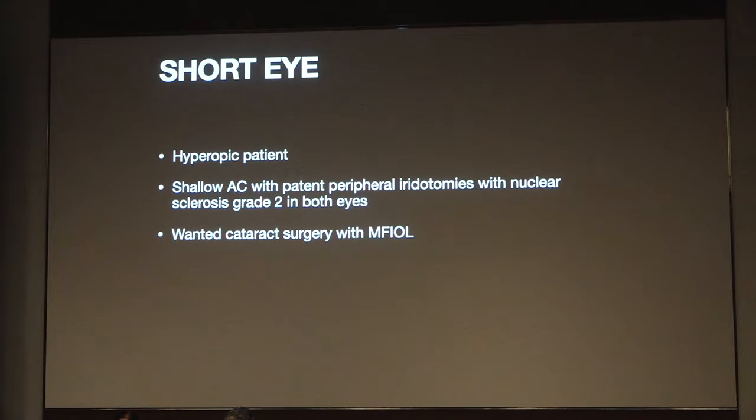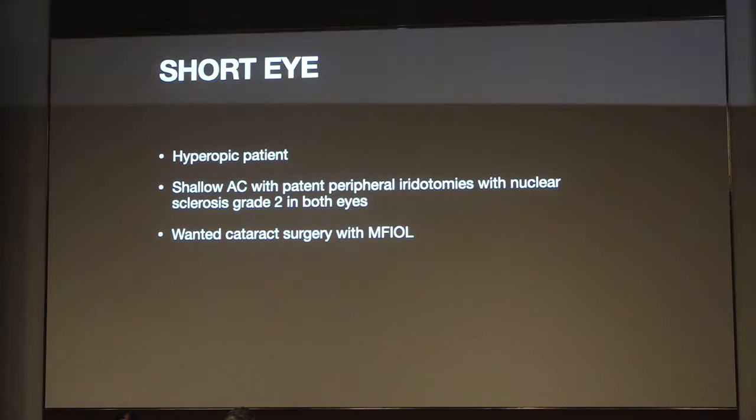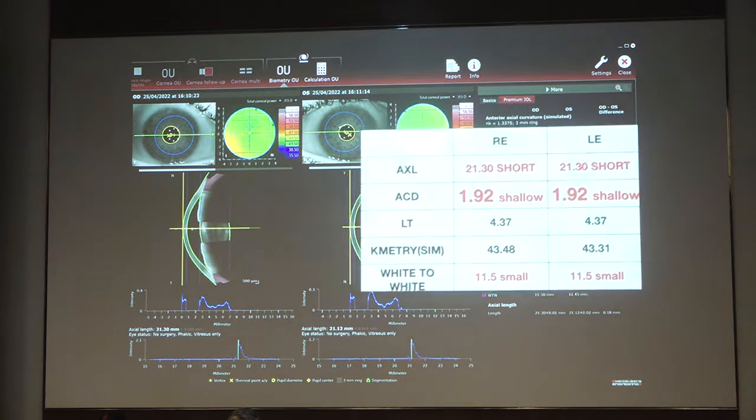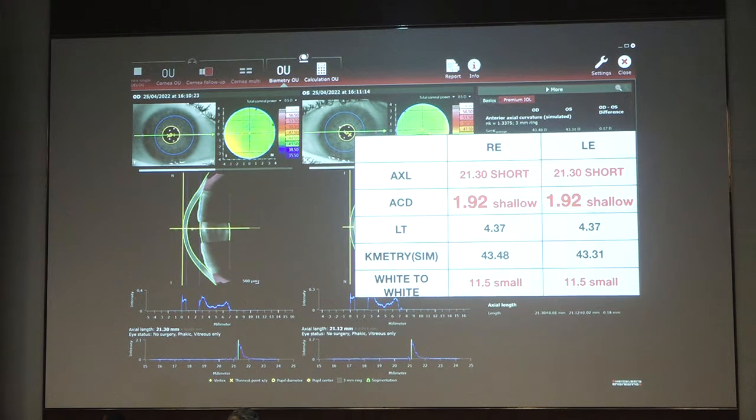As far as a short eye is concerned, here is a hyperopic patient with a very, very shallow anterior chamber, and the patient wanted a multifocal IOL. You can see the small anterior chamber and a peripheral iridectomy, caught on the anterior segment OCT from the Anterion. Here, the axial length is 21.30. The ACD is 1.92. The lens thickness is normal, 4.37. Keratometry and a white to white, which is small, 11.5.